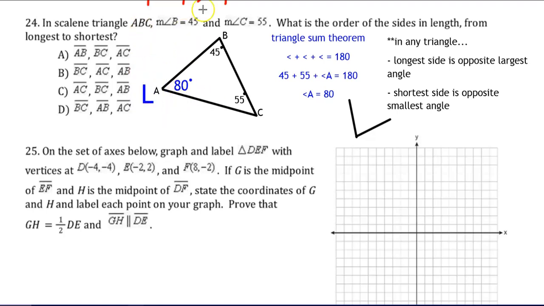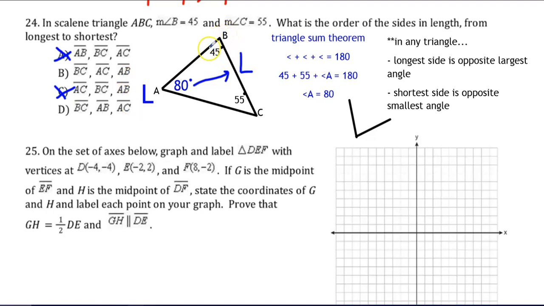That means, of course, that it is across from the longest side. Here's our L, our longest side. The longest side is BC. So what is the order of the sides in length from longest to shortest? The longest side is BC, so the very first answer has to be BC. Great. So the next side has to be the medium side, and the last side has to be the smallest side. Well, let's check the smallest side.